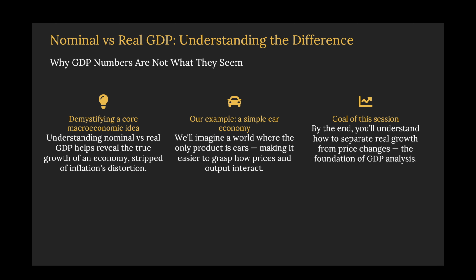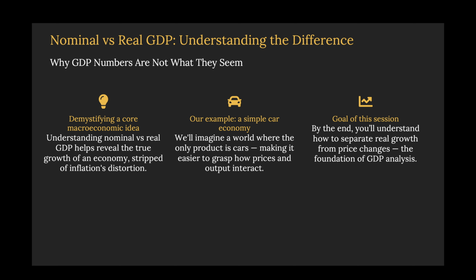When you see a headline like "US GDP reached $14 trillion," it sounds huge and impressive. But here's the real question: does a bigger GDP number always mean the economy is truly producing a lot more stuff?